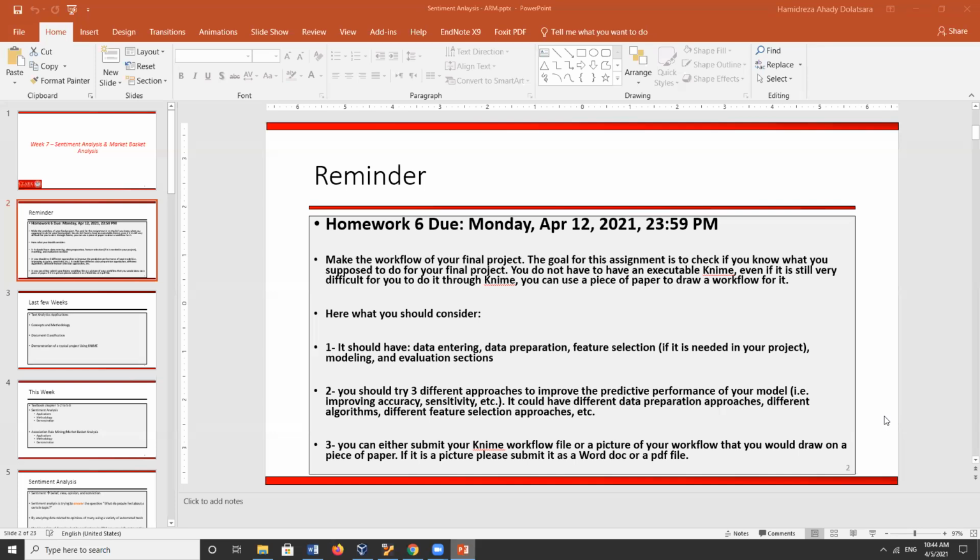So again, no worries if you haven't mastered KNIME. I just want to see the overall workflow. If you can do it through KNIME, you can save your time. But other than that, you can just simply use a piece of paper, draw with a pencil, and please take a picture if you draw on a piece of paper, and attach the file in a Word document or as a PDF.